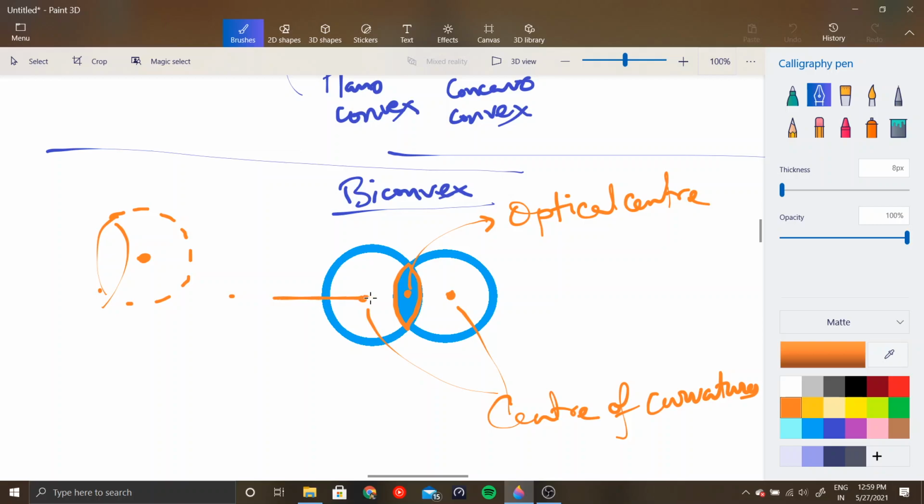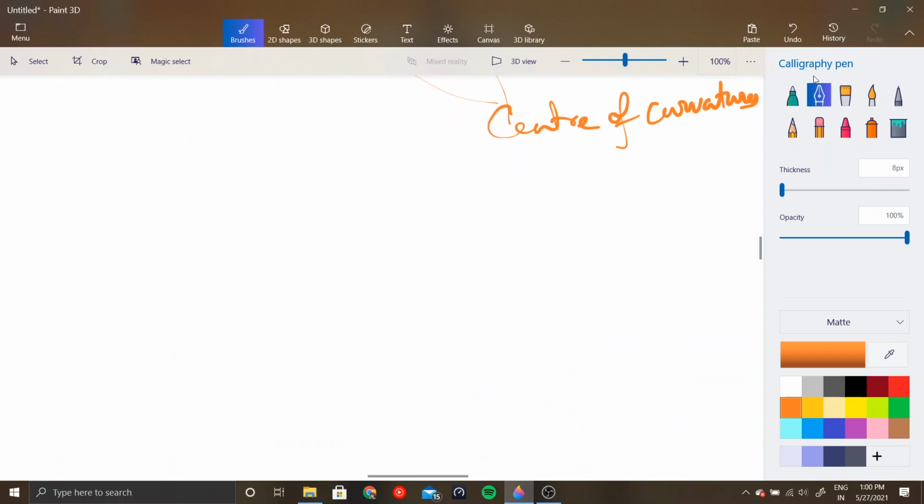And the line connecting the optical center and the centers of curvature is called the principal axis. So your principal axis will contain your optical center and your centers of curvature. Now let's talk about some interesting concepts.